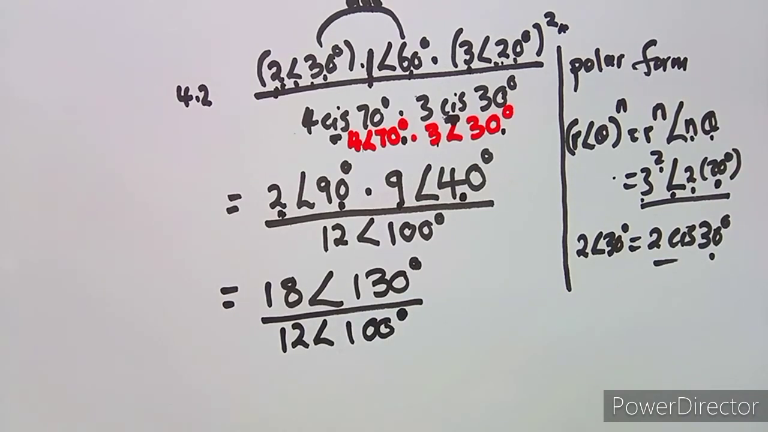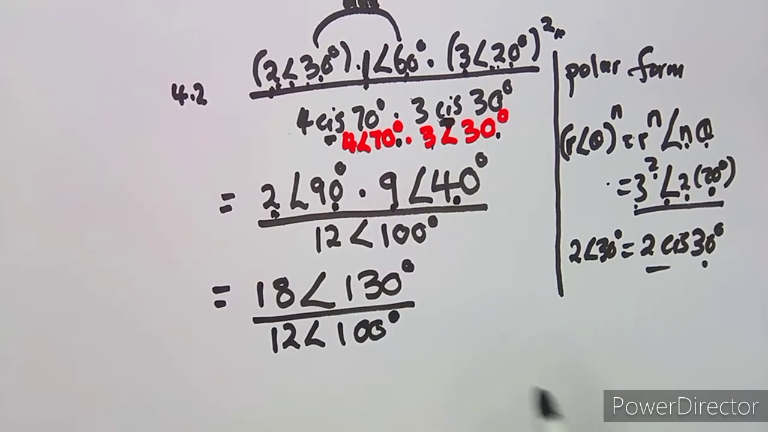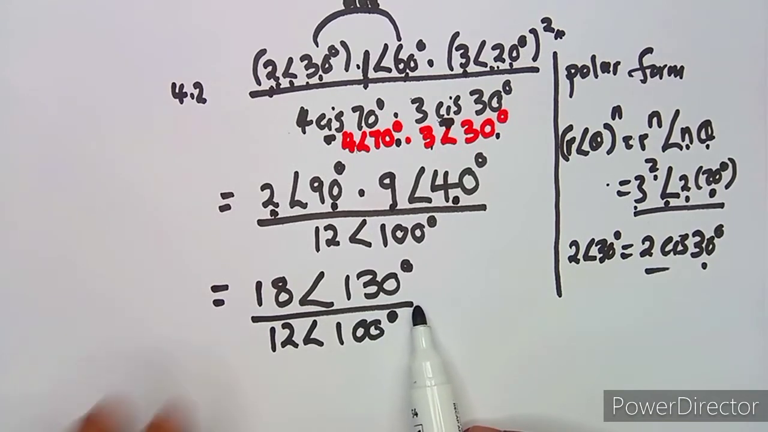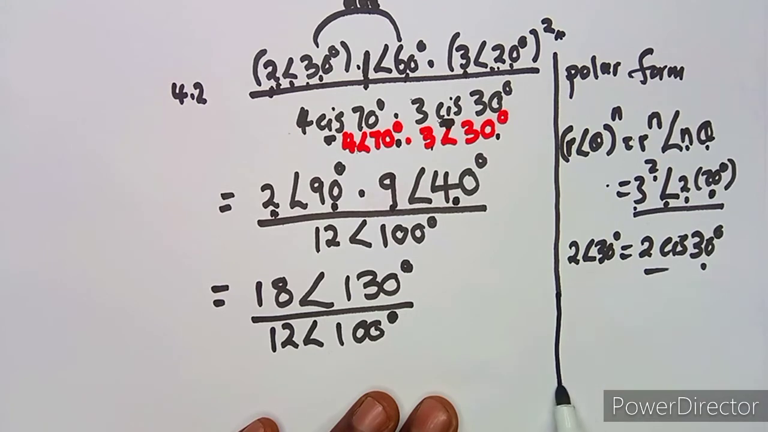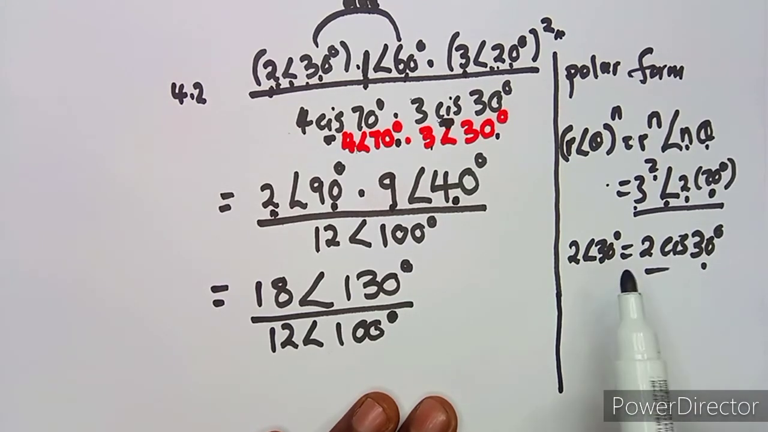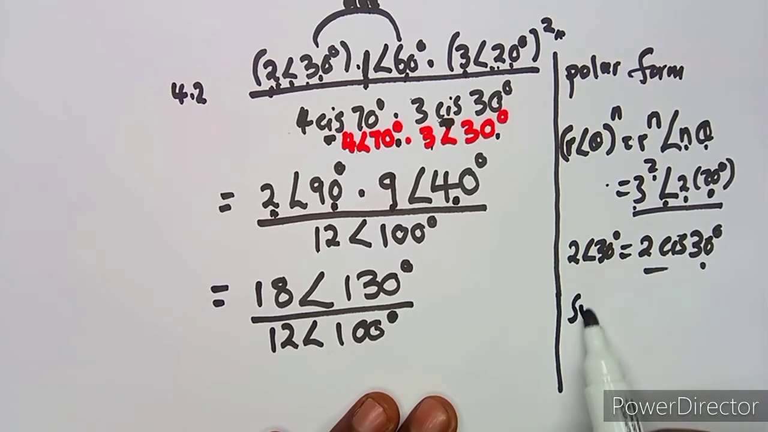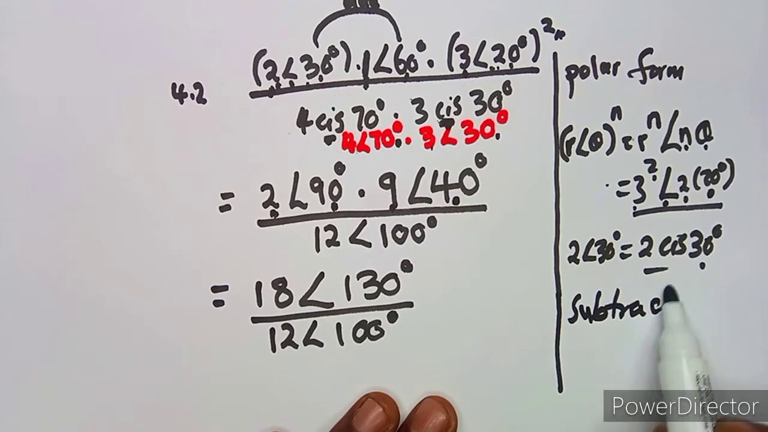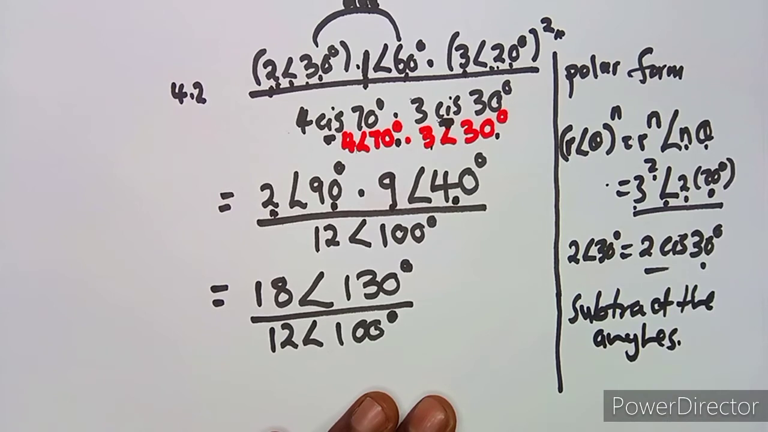Now the story has changed, because this time you are dividing. You are no longer multiplying. This time you are dividing. So what are you going to do? You subtract. If you are given such, you subtract the angles. All right, so the angles this time you have to subtract them. But the numbers you divide as they are.